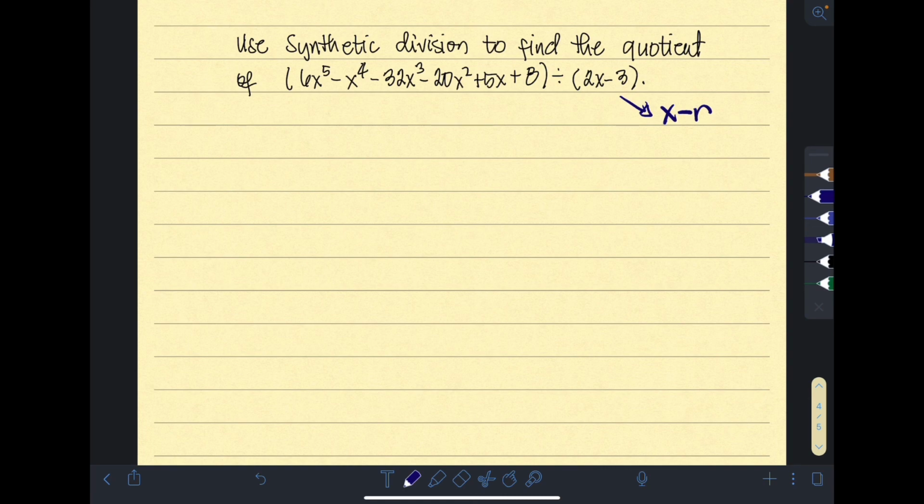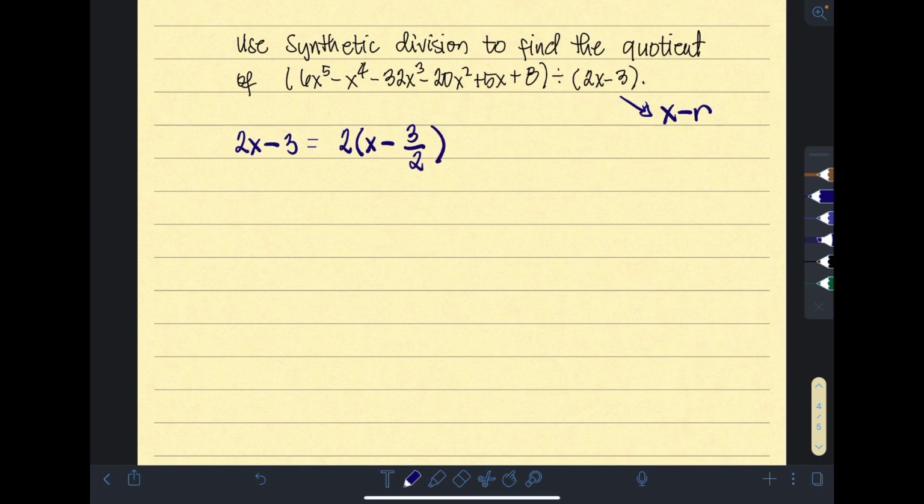So you have 2x minus 3. Instead of using 2x minus 3 in our synthetic division method, what we're going to do first is to factor out or divide both terms by 2, so that we can eliminate this coefficient of x in the process. So 2 divided by 2 is 1, so 1x. And then you have negative 3 divided by 2. Of course, the result is negative 3 over 2.